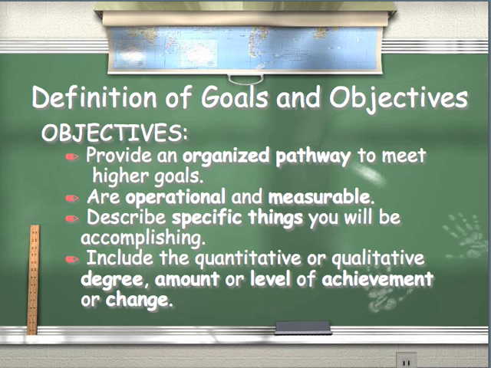They also are operational and measurable, and they describe specific things that you're accomplishing, and they have a quantitative and qualitative degree, amount, or level of achievement or change. Here in your objectives, they're balancing out your goals. So now that you're talking about a literacy program, you would want to indicate in your objectives that you're going to reach 50 youth or 50 kids, third grade, elementary school.